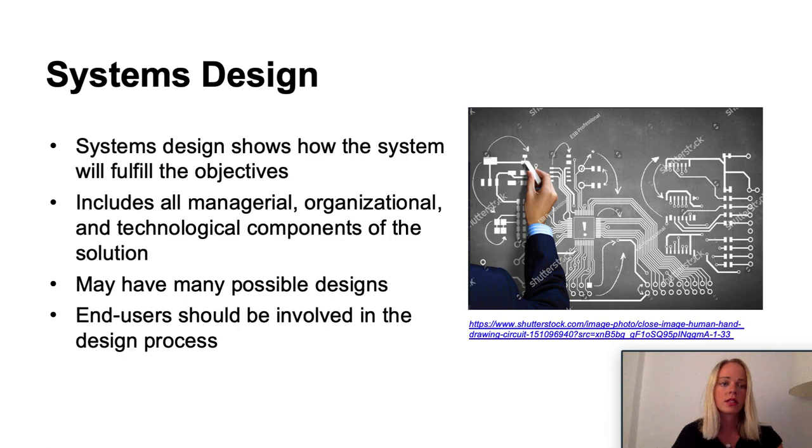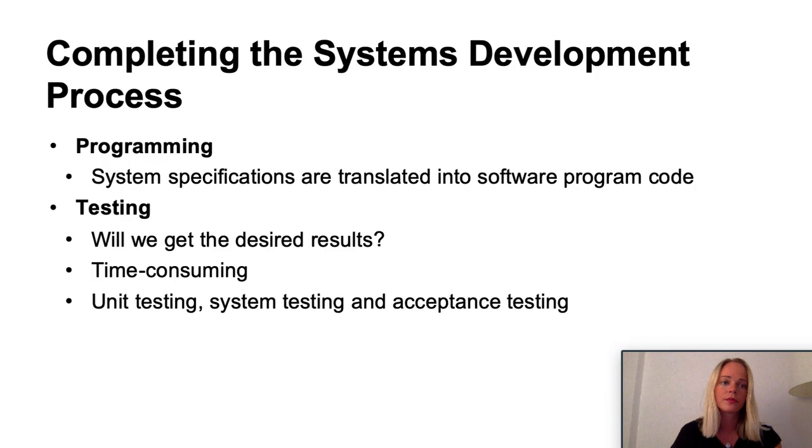Furthermore, information systems can have many possible designs. It is important that end users have sufficient control over the design process in order to ensure that the system will serve their business priorities and needs. It is proven that insufficient user involvement in the design phase is a major cause of system failures.